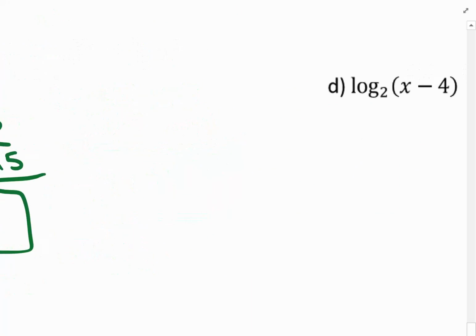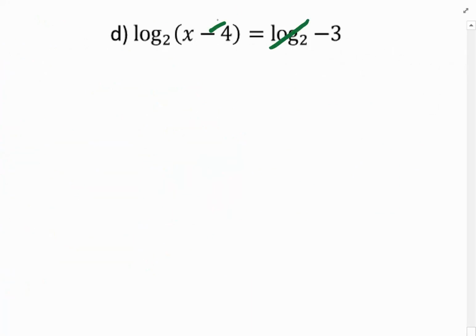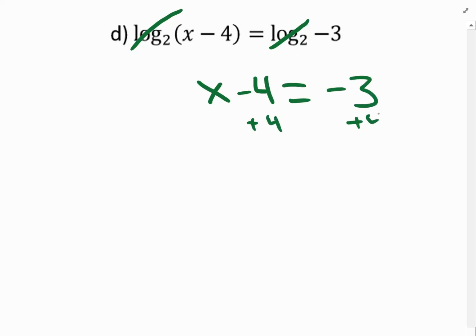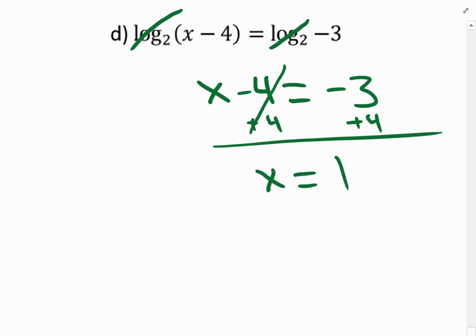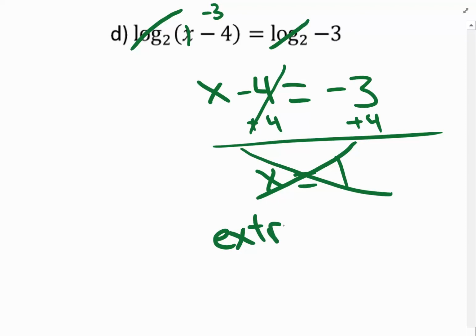Last one, cancel the logs. Whoops, almost crossed out the wrong thing. X minus 4 equals negative 3. Add the 4. X equals 1. Now we check. If you plug in 1, 1 minus 4 is negative 3. Nope, this is no good. It's a negative argument. We can't have that. So that 1 that we just got is an extraneous solution.